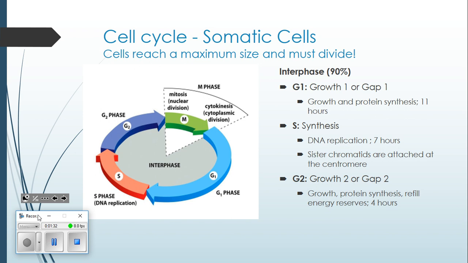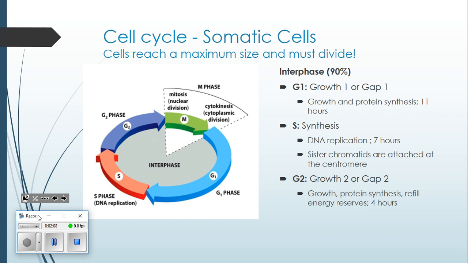Now, if we consider the cell cycle, we could split it into two basic parts. The first part is interphase, and if you look at the picture, you can see that interphase takes up most of the circle. And you would think this means it's the most important part. Probably not. It's just the one that the cell is in most of the time. So when I say interphase is about 90%, I'm talking about time, not necessarily importance.